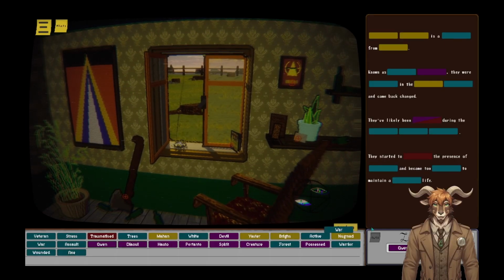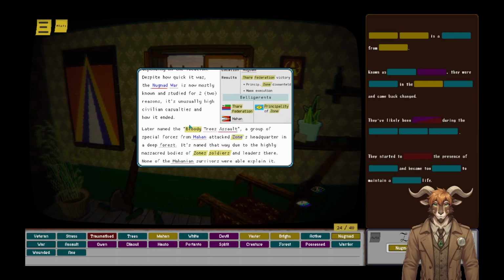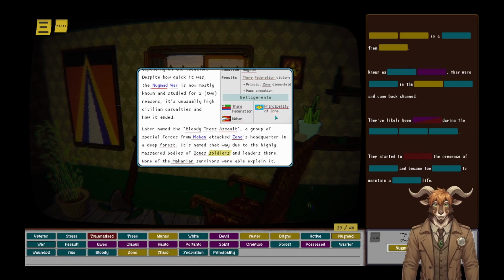What was that other war? The Nugmad War. I'm gonna search that one up. The Bloody Trees Assault. And the Thari Federation and the Principality of Zone. Despite how quick it was, the Nugmad War is mostly known for two reasons: its unusually high civilian casualties and how it ended.